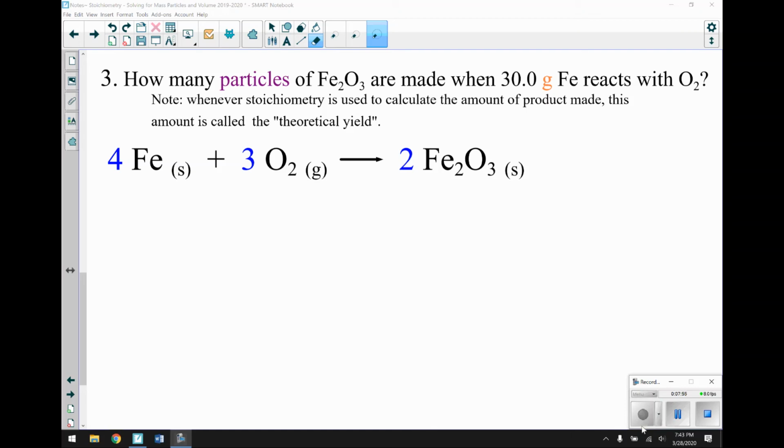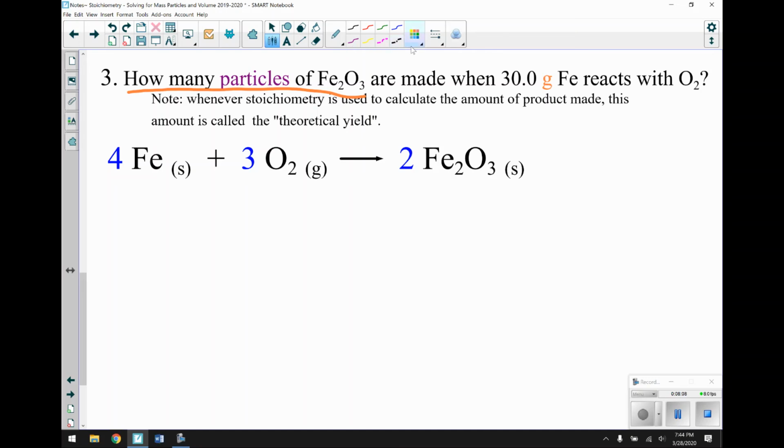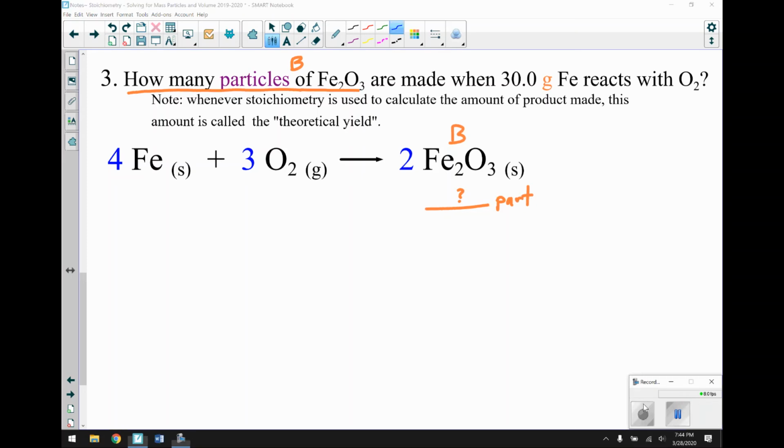All right, let's move on to sample problem 3, which is going to involve particles. So it's going to bring Avogadro into the mix. All right, the problem says, how many particles of Fe2O3? Well, how many? That's my substance B. I'm going to mark this as substance B. I'm going to say, how many particles? Again, particles, I'm thinking Avogadro.